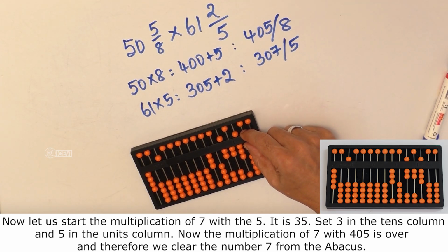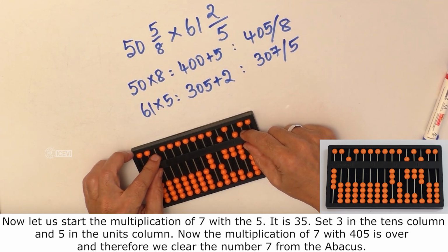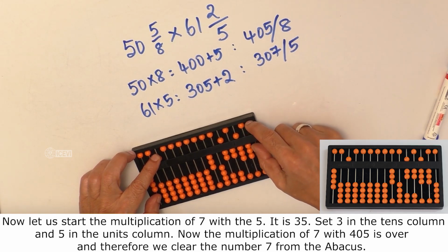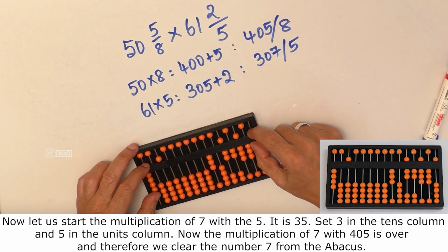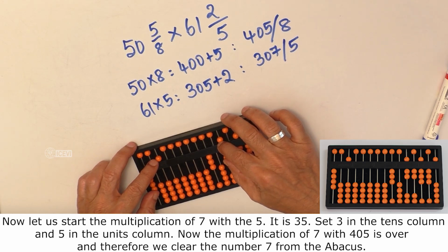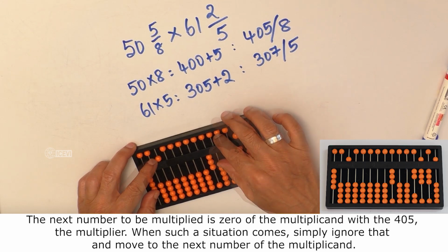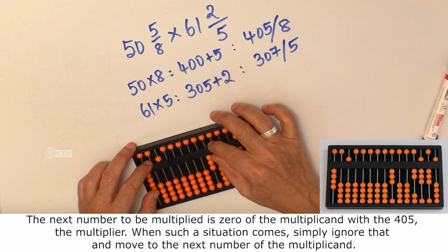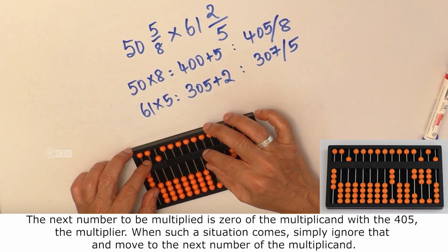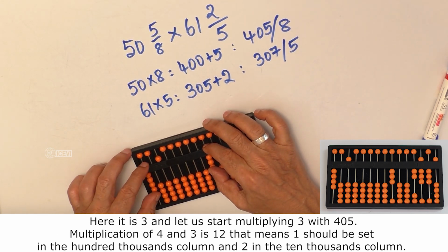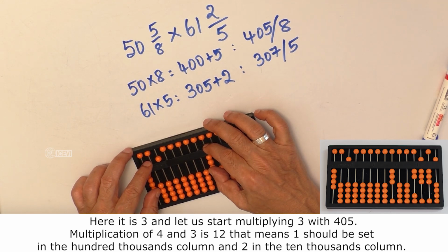Now let us start the multiplication of 7 with 5. It is 35. Set 3 in the tens column and 5 in the units column. Now the multiplication of 7 with 405 is over, and therefore we clear the number 7 from the abacus. The next number to be multiplied is 0 of the multiplicand 405 with the multiplier. When such a situation comes, simply ignore that and move on to the next number of the multiplicand. Here it is 3, and let us start multiplying 3 with 405.